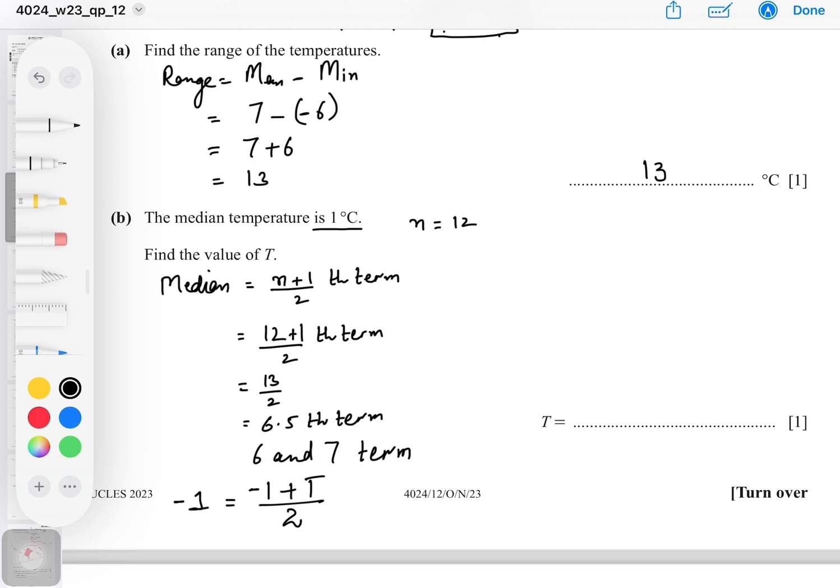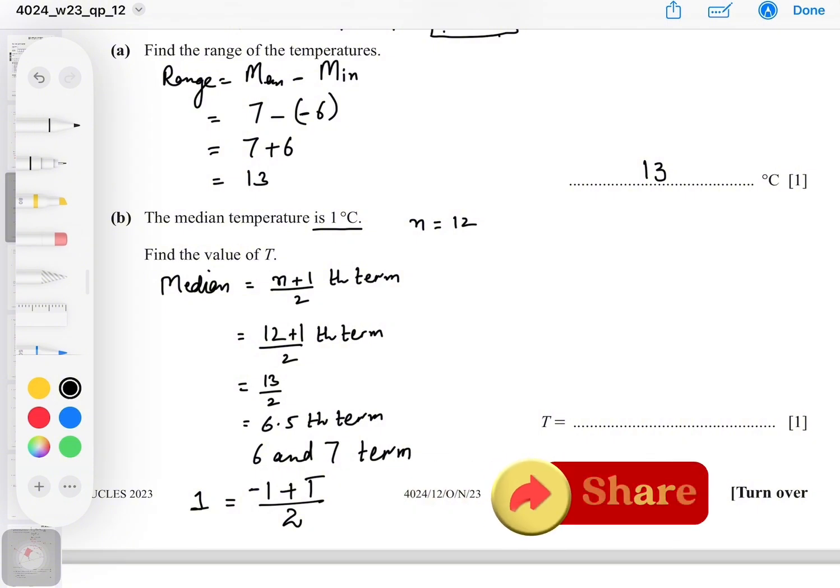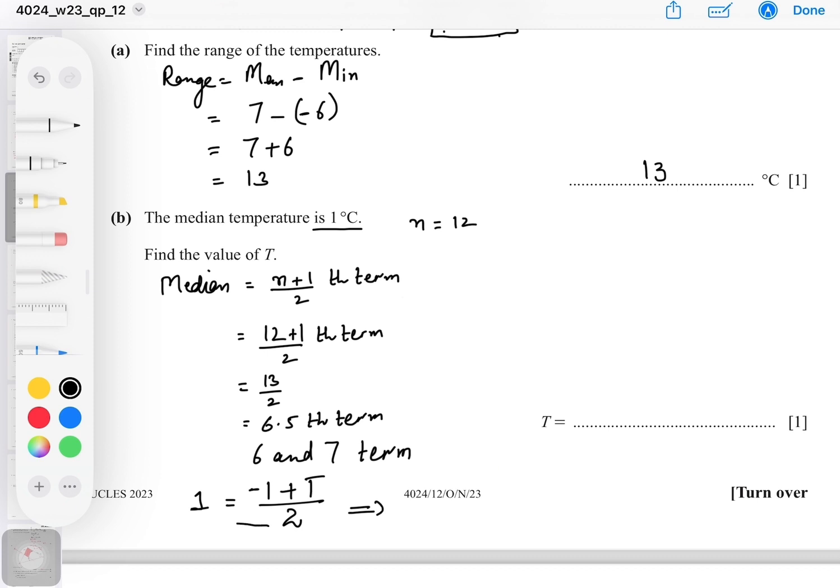Now I'm going to solve it. So this is not minus 1, this is 1. So now I'm going to solve this equation. So it will be, I'll cross multiply first of all. So 2 is equal to minus 1 plus T. So if I further solve it, it will be 2 plus 1 is equal to T and T is equal to 3. So the answer is T is equal to 3.